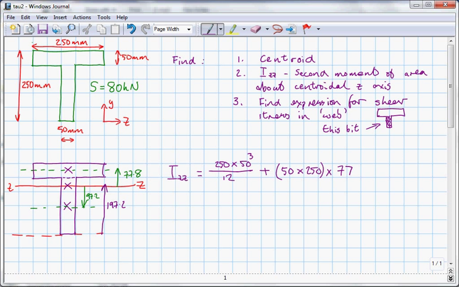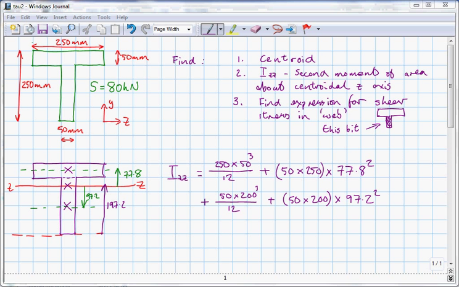So we've got 77.8 squared, and we can do the same for the other rectangle, and hopefully, if I've calculated this correctly, the value is a whopping 2.061 times 10 to the power 8 millimeters to the power 4.